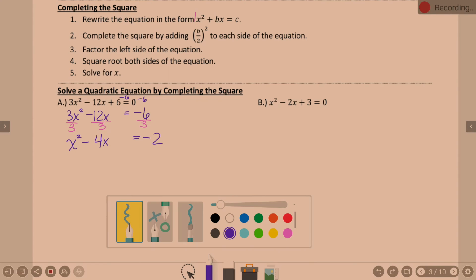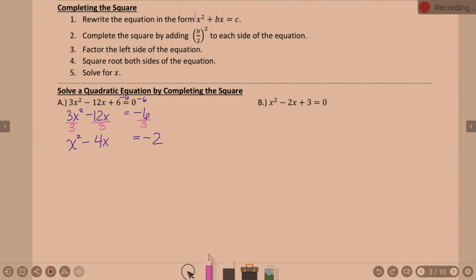Now, let's talk about what is b in my current equation. B in my current equation is negative 4, yes? With that in mind, it said to do b divided by 2 quantity squared. So that means I'm going to do negative 4 divided by 2 quantity squared.